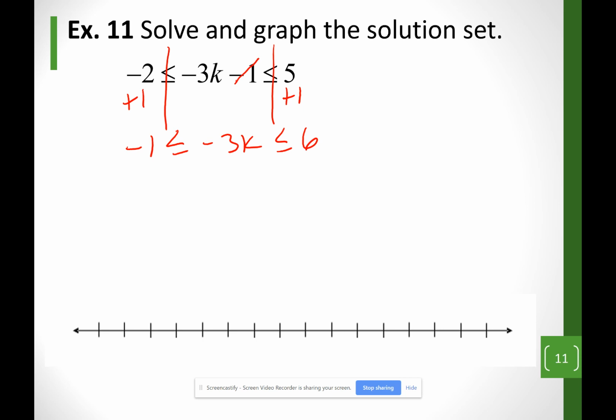Looking in the middle, to get the k by itself, I'm going to divide everything by negative 3. Keep in mind I'm dividing by negative, so I'm going to flip my arrows. So I have 1/3 greater or equal to k greater or equal to negative 2.